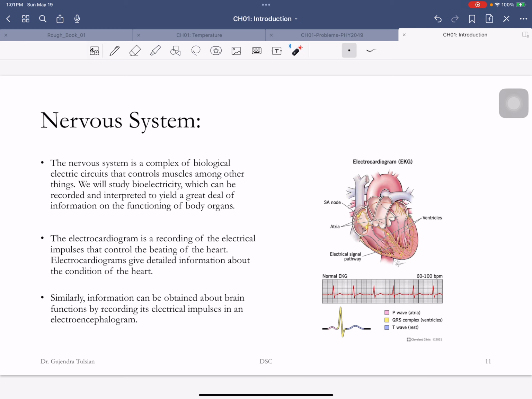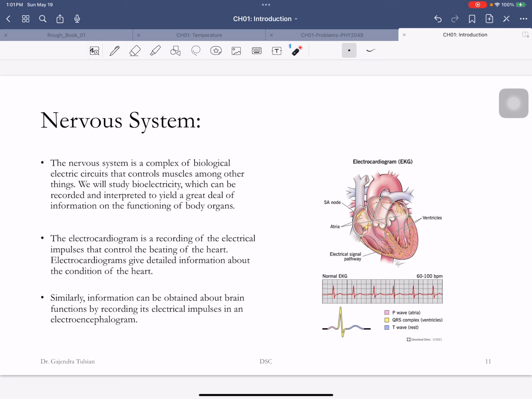So for instance, here's a graph; this is an electrocardiogram. A graph like this can tell you whether the heart is healthy or sick. So if the electrical impulses fire in the right sequence, your heart is beating correctly, and so on. So we will study graphs like this.